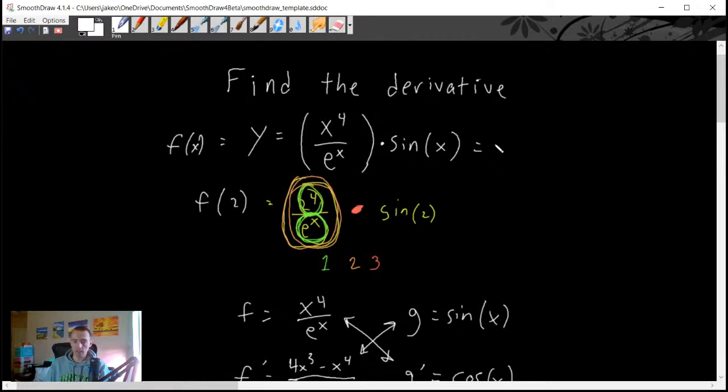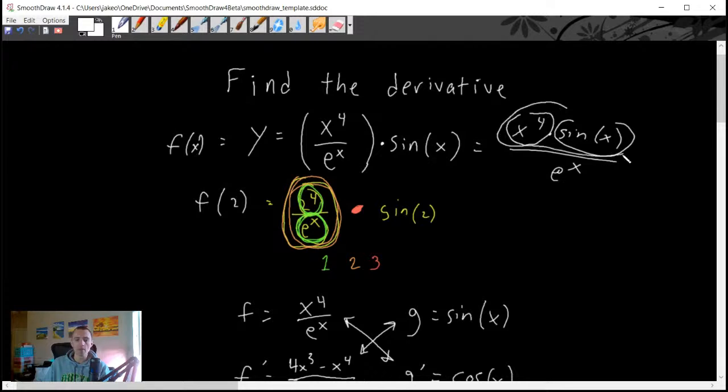This function is exactly the same as x to the fourth times sine of x all over e to the x. So now think about, if you were to plug some x value in here, what order would the order of operations say that you deal with stuff? Well, first of all, you would deal with, again, this x to the fourth term, and then deal with this sine of x, and then you would multiply those two together. And then the final thing you would do would be this division. So if we were to rewrite this function in this format here, the final thing we would have to do if we were plugging in some x value into that would be the division.